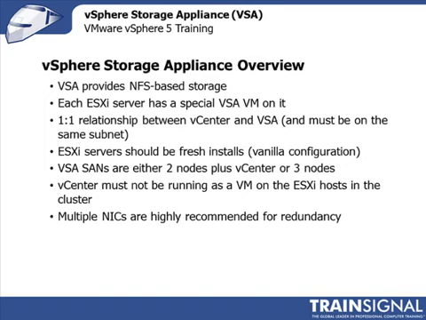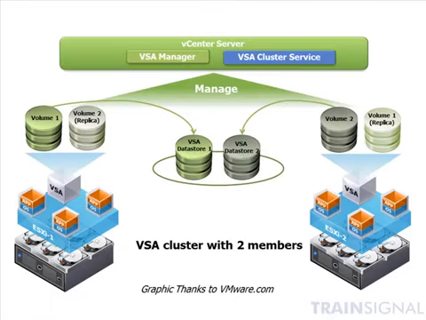But that's one of the requirements. And then multiple NICs are highly recommended for redundancy. To provide that highly available storage area network, you want to have multiple NICs on each server. So this is what a 2-node VSA cluster would look like.